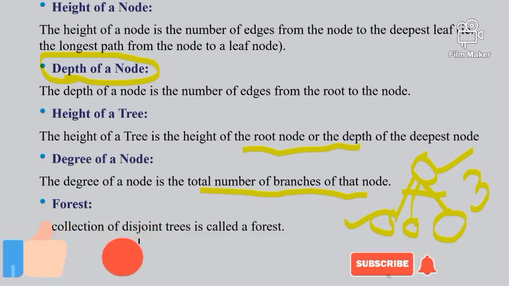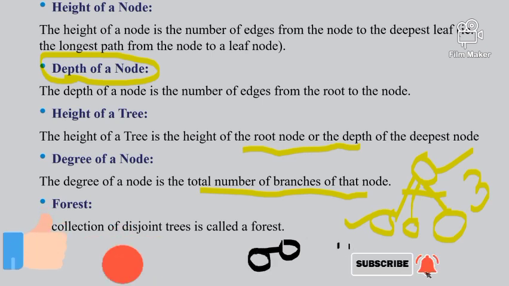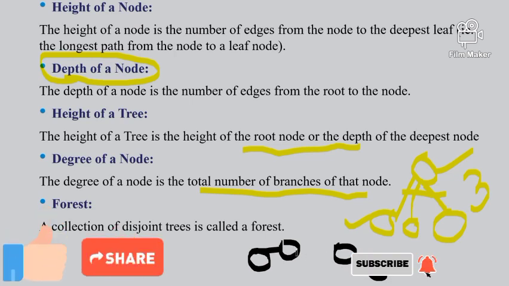And next, forest means the collection of disjoint trees. Disjoint means, in the previous class you have seen one tree. Suppose I am having one specified tree here. And this is one separate tree. There is no connection between these two trees. So this is nothing but disjoint trees.